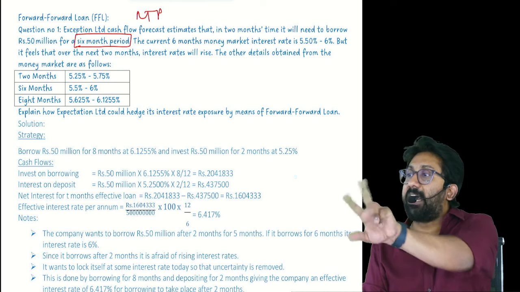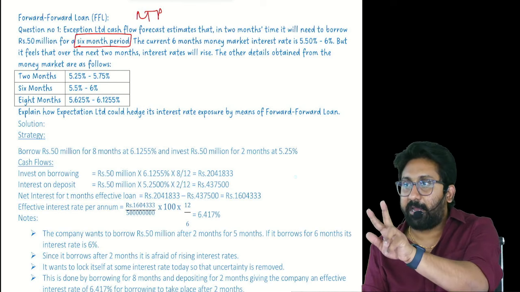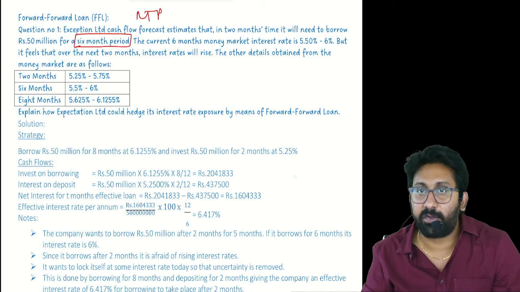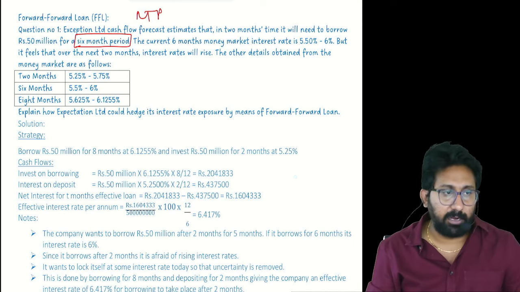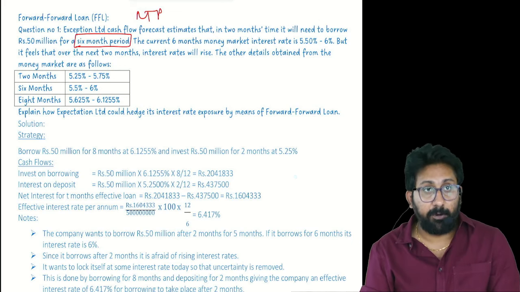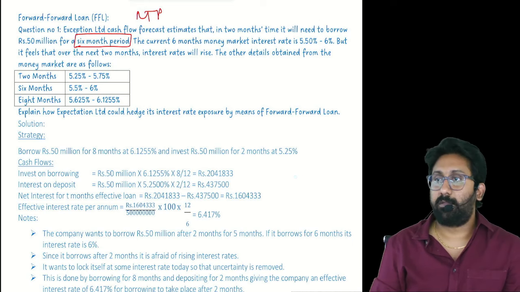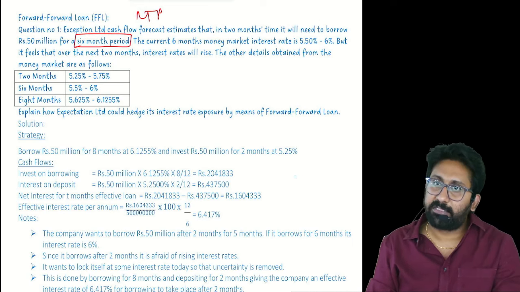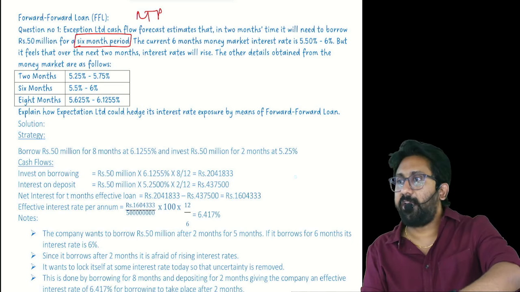Always when they give bid ask type, it is not bid ask, it is deposit and borrowing. Deposit and borrowing. Deposit at 5.5, borrow at, very good. Lower rate is deposit, higher rate is borrowing.